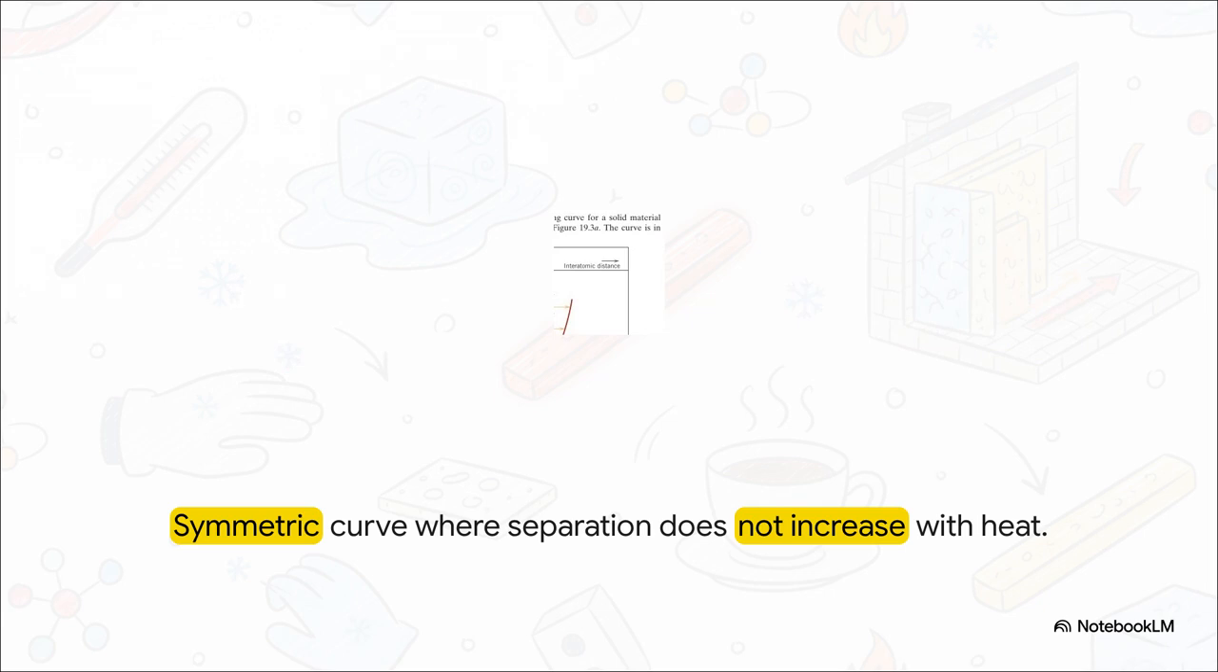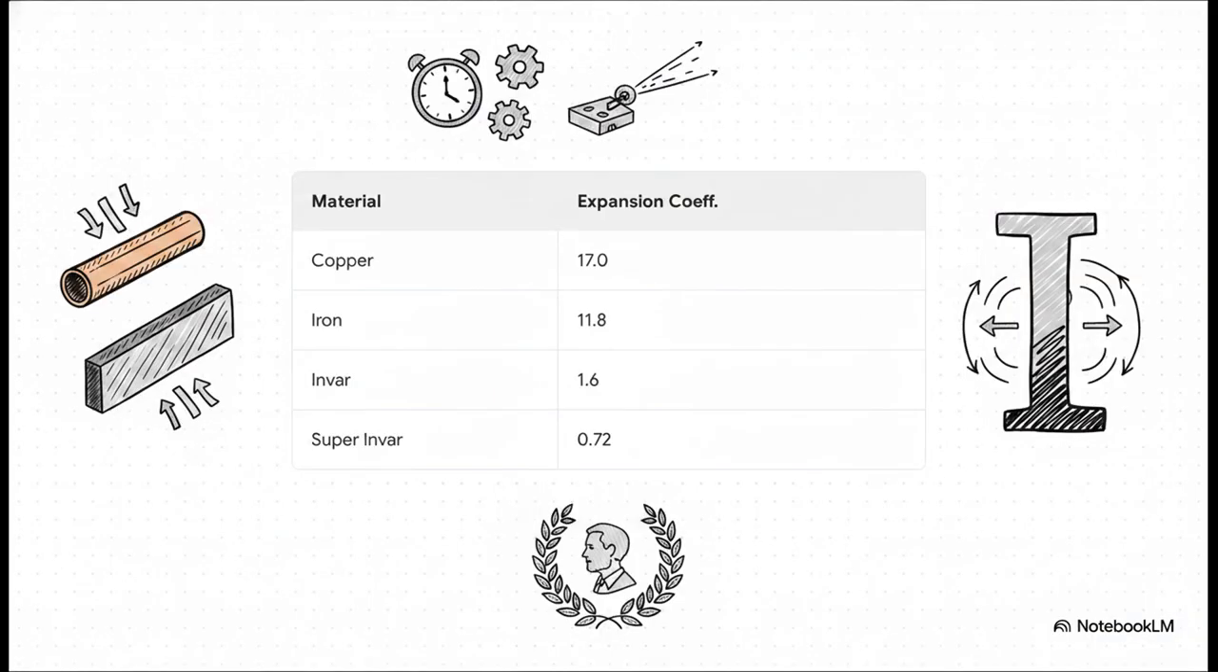To really grasp why that asymmetry matters, just consider the exact opposite. If the atomic bonding curve were perfectly symmetric, the atoms would still vibrate wider and wider, sure, but their average center position would never shift. Heating wouldn't change the net distance between atoms at all, meaning you'd get zero absolute macroscopic expansion. Kind of mind-blowing when you think about it. When we look at linear coefficients of thermal expansion, standard metals like copper and iron obviously expand quite a bit. But then there's INVAR.